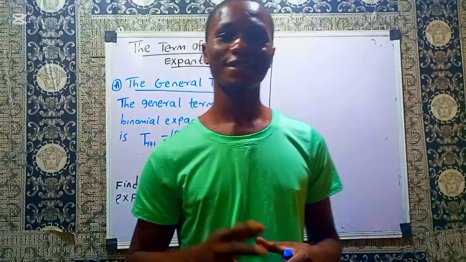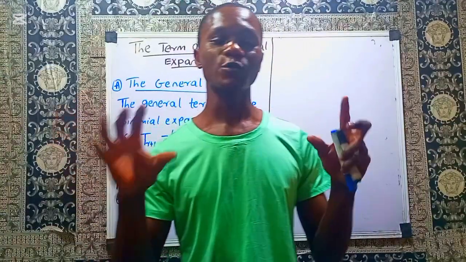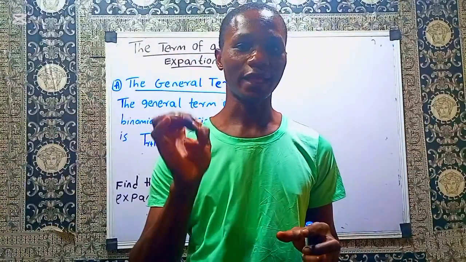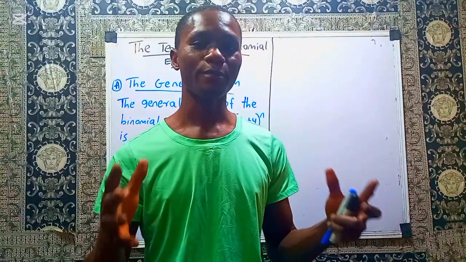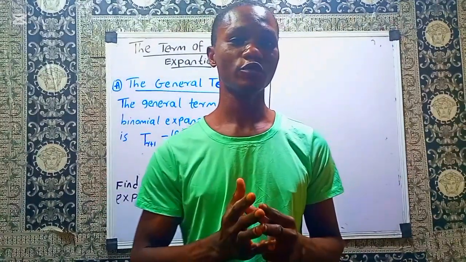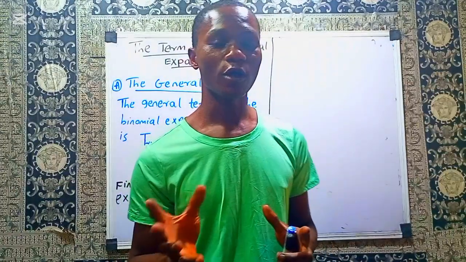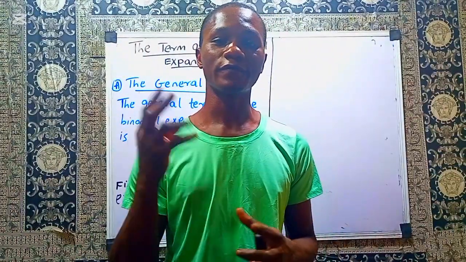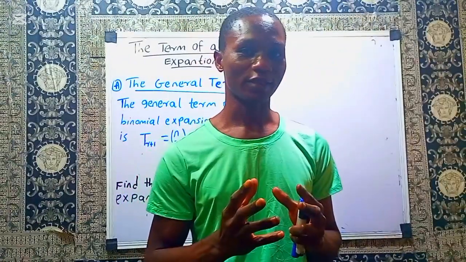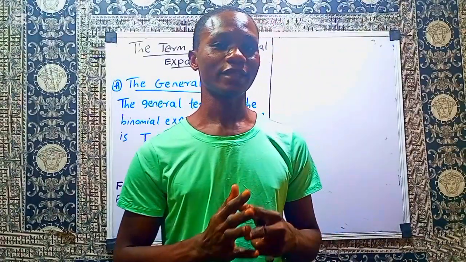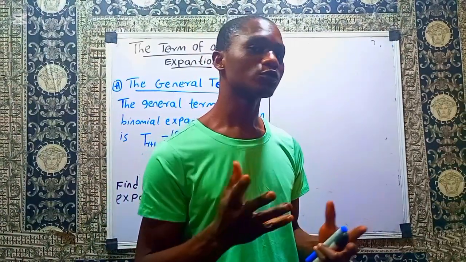This is mathematics class, and today what we want to study is how to find a particular term in a given binomial expansion. So you have a binomial expansion problem given to you, and you are told to find either the second term or the fifth term or the fourth term or the seventh term. You are asked to find a particular term. How do you find that particular term in a given binomial expansion? So let's see how we are going to do that.